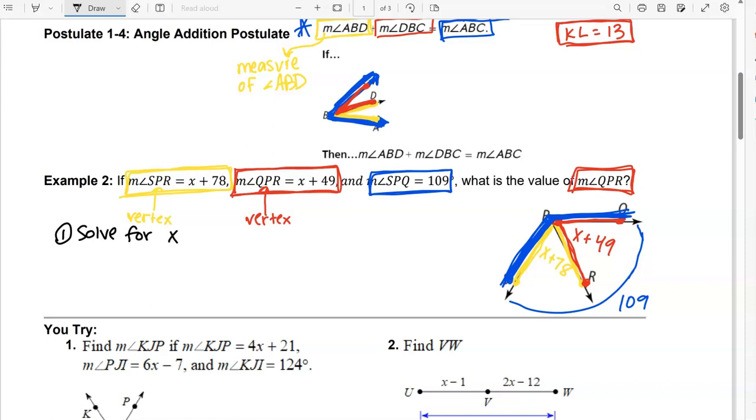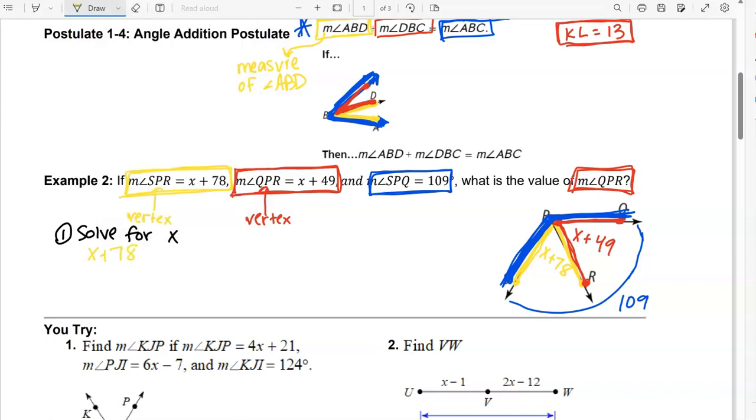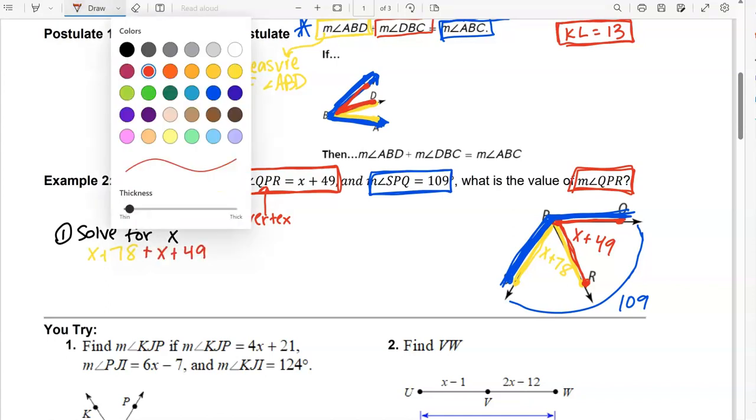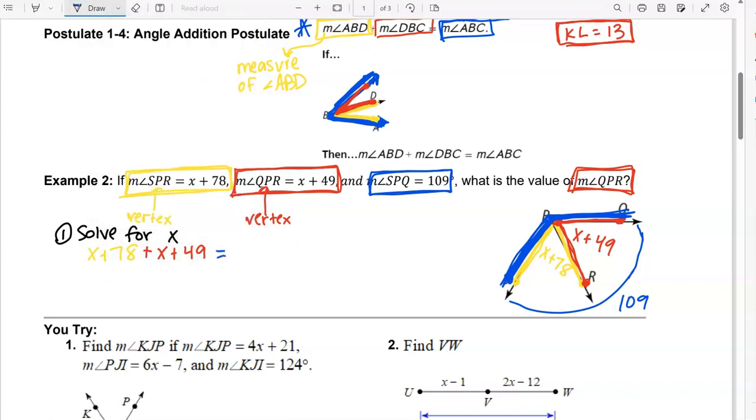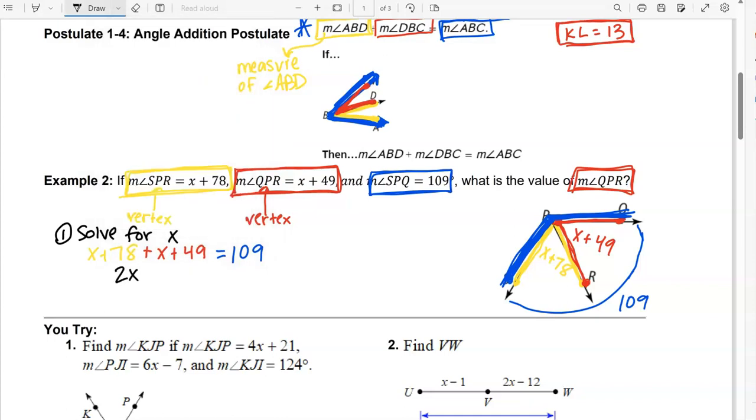This is where that angle addition postulate is going to come in play, where we can add the two interior angles, and it will give us the entire angle together. So we can take the yellow angle, x plus 78, add that to the red angle, x plus 49, and this will equal the total, the blue angle, of 109. From here, we are just combining like terms. So x plus x gives us 2x. 78 plus 49 gives us 127.